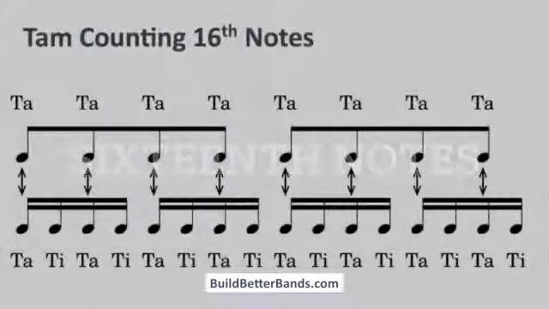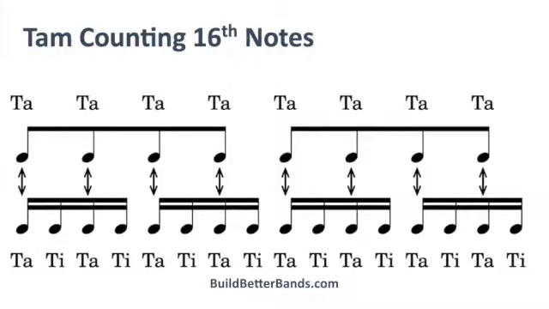This video is an extension of the basic Tam counting video. If you have not watched that video, do so before continuing with this one. The link is listed below. When Tam counting 16th notes, downbeats and upbeats remain tas, and the notes in between are labeled T. This keeps the 8th note subdivision structure of tamming consistent.